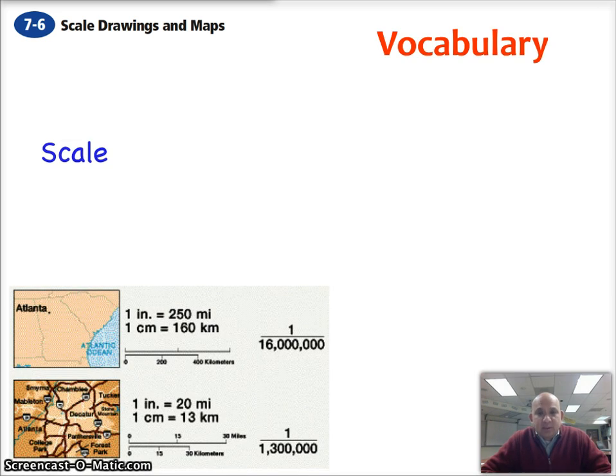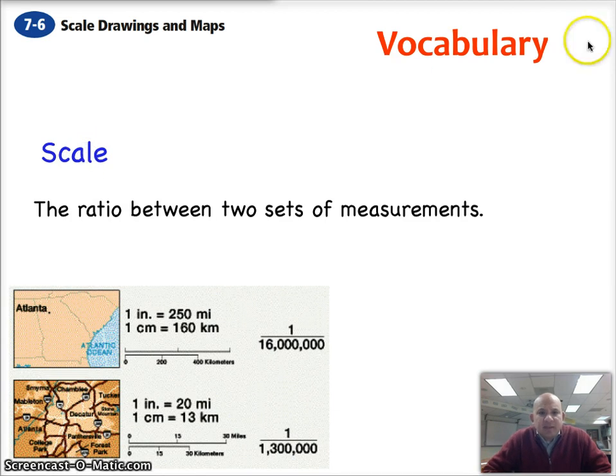We've got a couple of vocabulary terms. The first is scale. It's the ratio between two sets of measurements. If we look at the illustrations down below here, we have two sections of a map. Here we have a ratio, 1 inch equals 250 miles. So 1 inch on this map is equivalent to 250 miles on the actual ground.